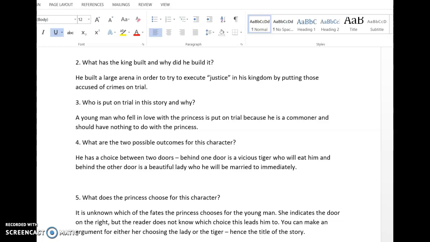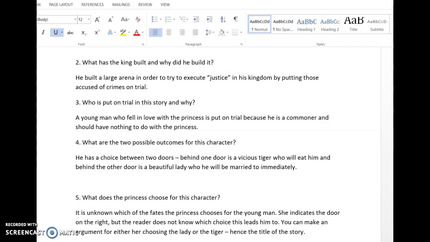Okay, number 3, who's put on trial in the story and why? The young man is put on trial. He falls in love with the princess, and he's put on trial because he's a commoner, and he shouldn't have anything to do with the princess. So he's not a prince, he's not royalty, he shouldn't be falling in love with the princess, and yet he does. Because he was caught, essentially, he's put on trial for the crime of loving someone above his station.